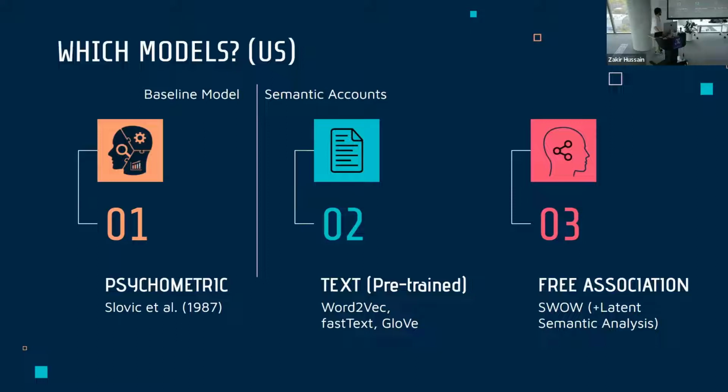You can maybe think about it as a bit of a halfway between latent semantic analysis, or these global matrix factorization methods, and these local context window methods like Word2Vec. And GloVe is also trained on considerably more data as well. I think it's 840 billion tokens, which is pretty incredible. And then finally, we use a free association model trained on SWOW with latent semantic analysis. So these are the models.